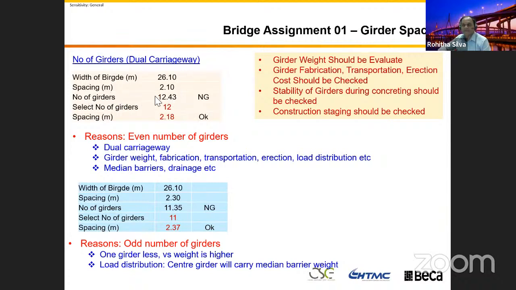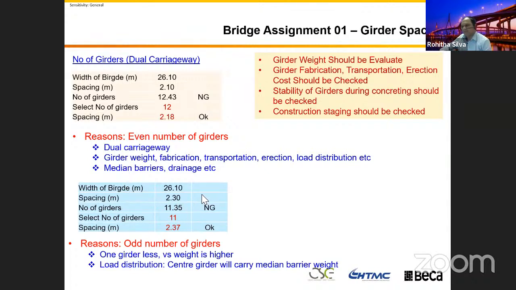The number of girders I need to get is 12.43. We don't use 12.43 girders. Then we have to select the closest figure, the 12. I use 12. The reason is dual carriageway. There are two sides. 12 means even number, 6 on this side, 6 on the other side, 6 on northbound, 6 on southbound. If you select 12, then you have to modify your spacing. If you divide your width by 12, you get the girder spacing 2.18.